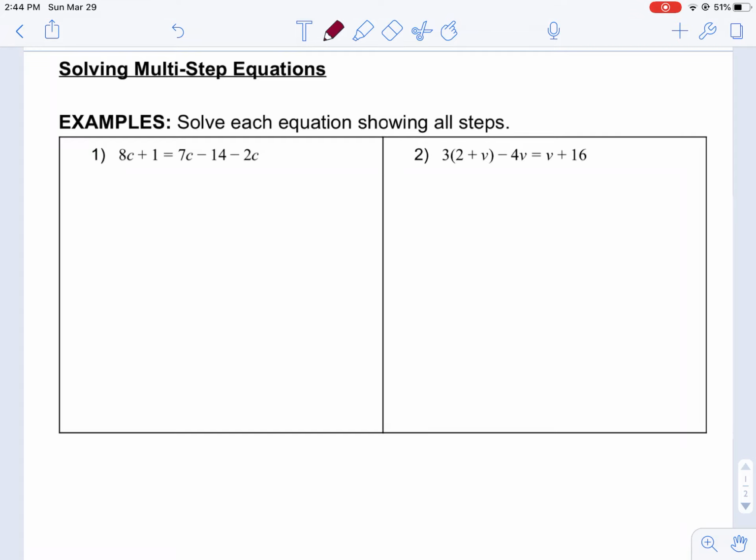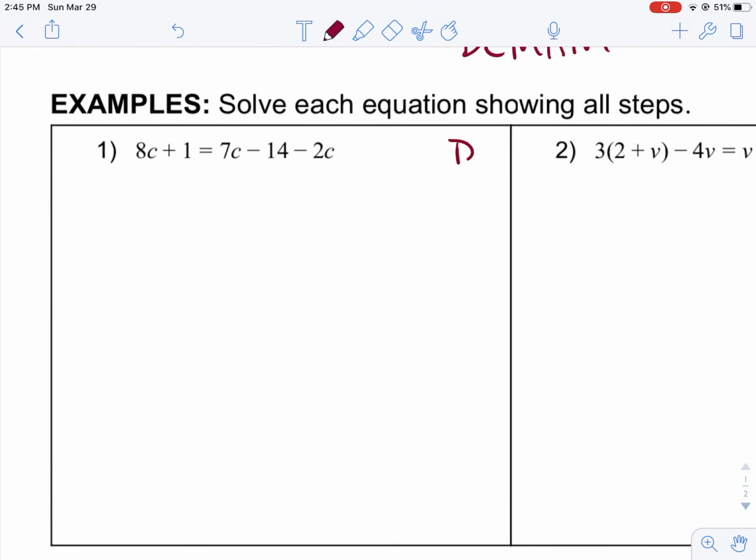Okay, so when solving multi-step equations, this is where we really use our "Don't Call Me After Midnight." If you watched the review videos last week, D is for distribute, C is for combine like terms, M is move variables to one side of the equal sign, A is add or subtract, and then M is multiply or divide. So in example one, there are no parentheses that we need to distribute.